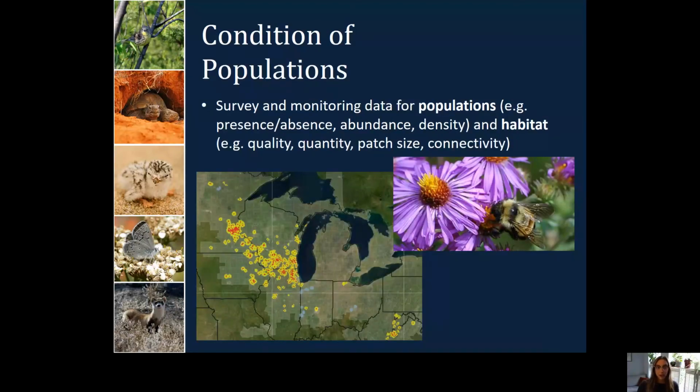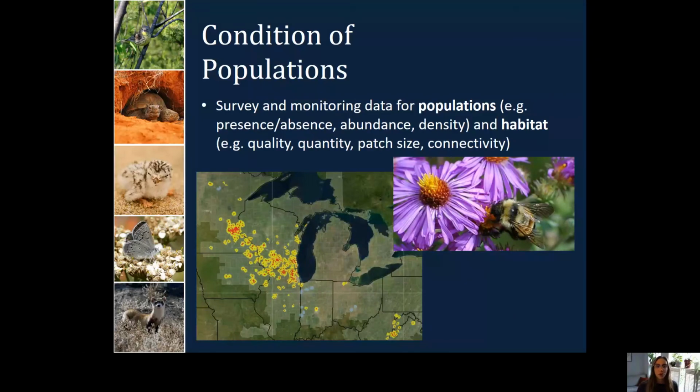Demographic data from survey and monitoring efforts is key information we use to assess the condition of populations. For populations, we gather abundance, presence-absence data, as well as information on sex ratios, fecundity, survival rates, recruitment, among other kinds of metrics. For example, the map here depicts information we have on zones where the rusty patch bumblebee may occur. For habitat condition, we look for information such as habitat quality, quantity, patch size, and connectivity.